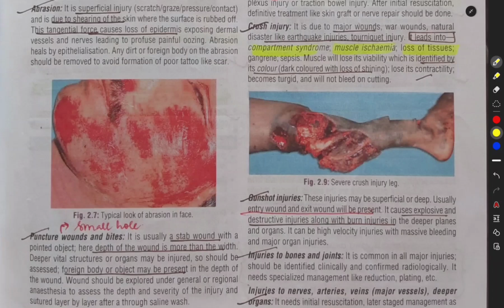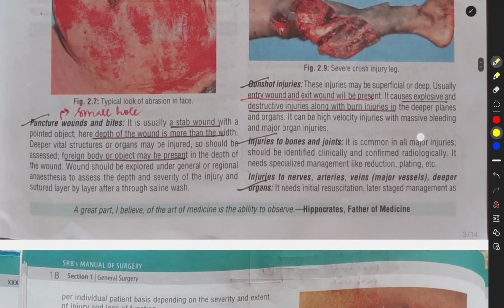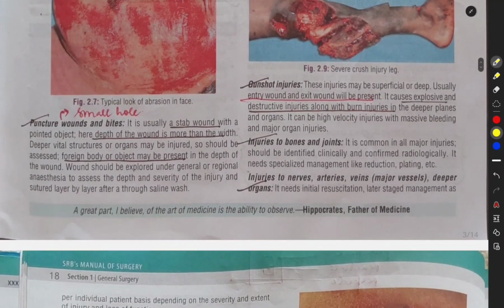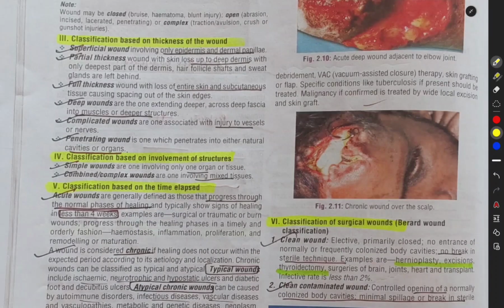Because muscles are damaged, it will lead to myoglobinuria because of acute tubular necrosis. So they will be identified as dark colored urine and eventually it will become anuria or oliguria. Gunshot injuries are other types of wounds. There can be injury to the bones in the joint, and at last there is injury to the nerves, arteries, veins and deeper organs. The third type of classification of wound is based on the thickness.